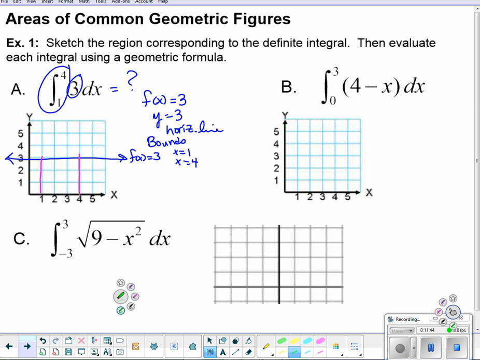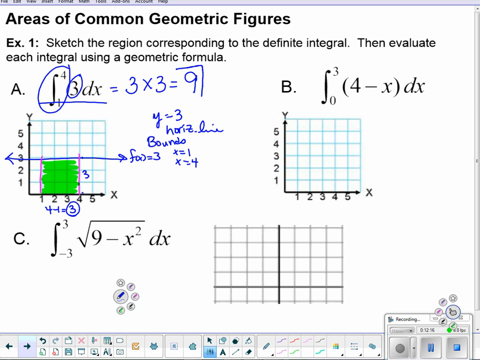Now the region that we're interested in is this region here. Please shade it in. That is what this integral is asking us to do, is find the value of that area. Well, that's pretty easy, isn't it? I have 4 minus 1, I have 3 units wide here, and I have 3 minus 0, I have 3 units tall. So this calculation will turn out to be 3 by 3, which gives us a value of 9.